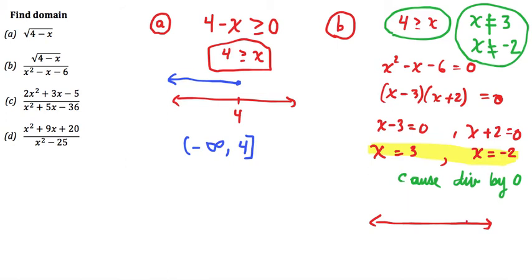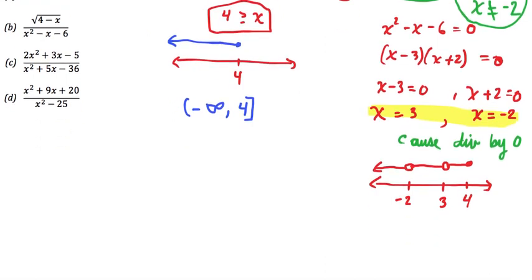So let's see. I'm going to put 4 on there, right? And then I'm going to put 3 on here, and then I'm going to put negative 2 on here. So x can be any number less than 4, so solid dot here, anything less than 4, but not equal to 3, so we're going to put a little hole right there. Can't be equal to 3, and it also can't be equal to negative 2. So any number that is to the left of negative 2, between negative 2 and 3, and between 3 and 4.